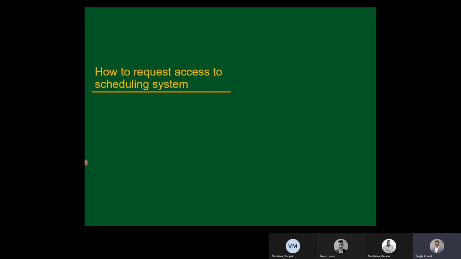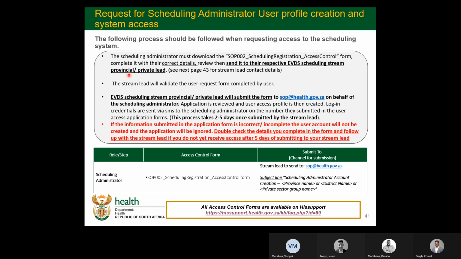My apologies for that. Okay, so the next few slides is basically going to show how to request access to the scheduling system, and I'll walk you through how you can go about filling the form and where you can access the form. Okay, so this is basically the following process that should be followed when requesting access to the scheduling system. Okay, so the scheduling administrator must download the SOP 002 scheduling registration access form from the His Support channel, which I'll take you through now. There's the link below, and complete it with your correct details.